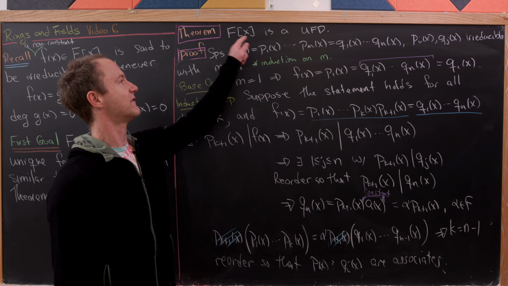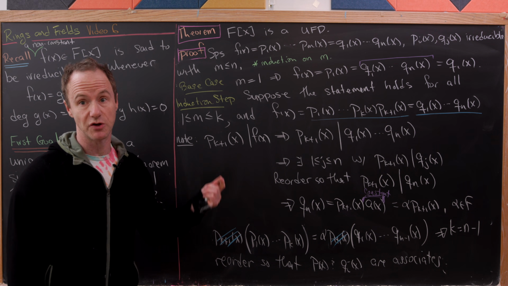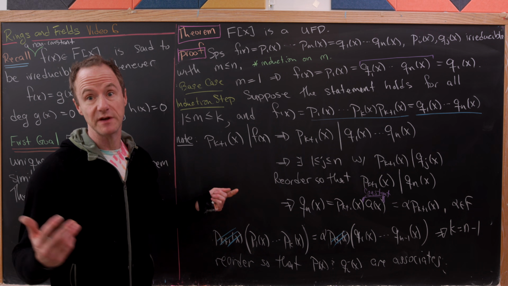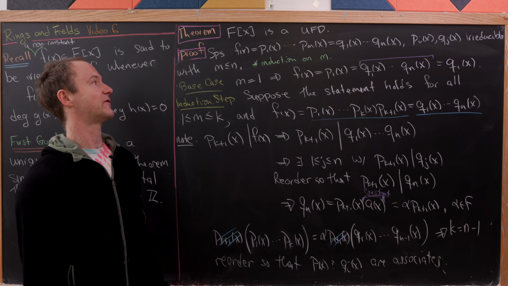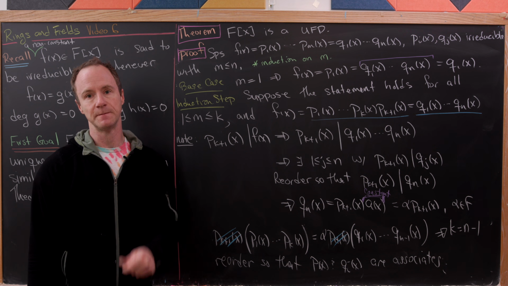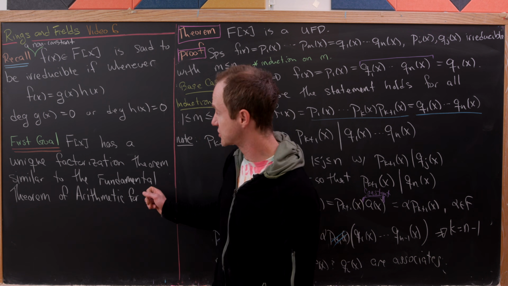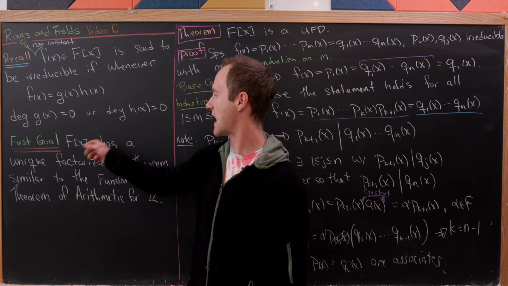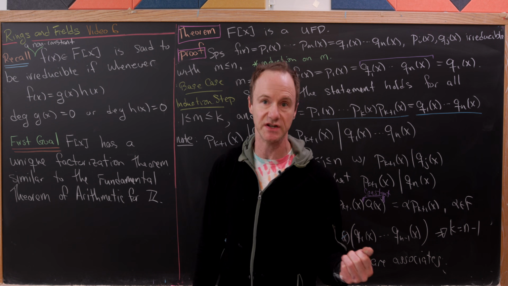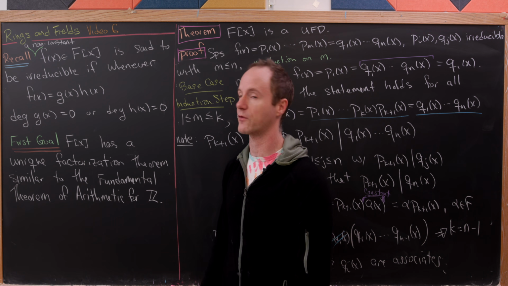But if you look at the definition for a unique factorization domain, a UFD, that means we have satisfied the conditions for F adjoin x to be a UFD. So now I think we finished this first goal, which was showing that F adjoin x has a unique factorization theorem similar to the fundamental theorem of arithmetic.